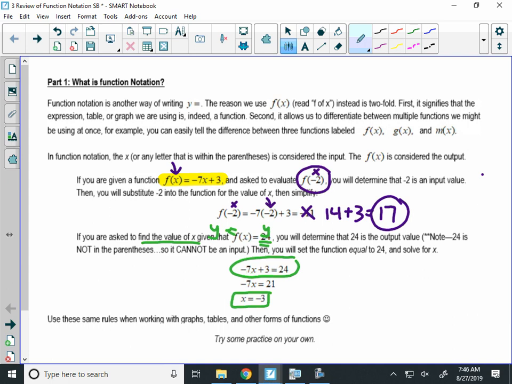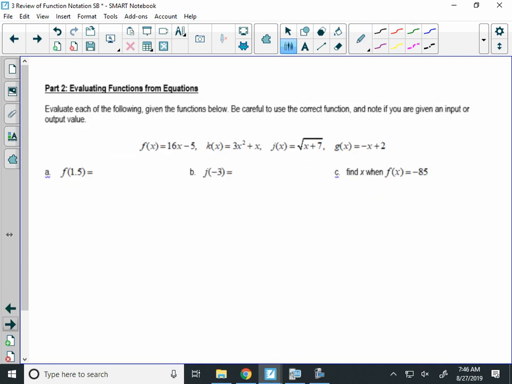I'll do a couple more examples down at the bottom, but I wanted to talk you through the math that was there, even though it was a little bit wrong. Alright, so let's try some practice. Now we're going to just be careful.